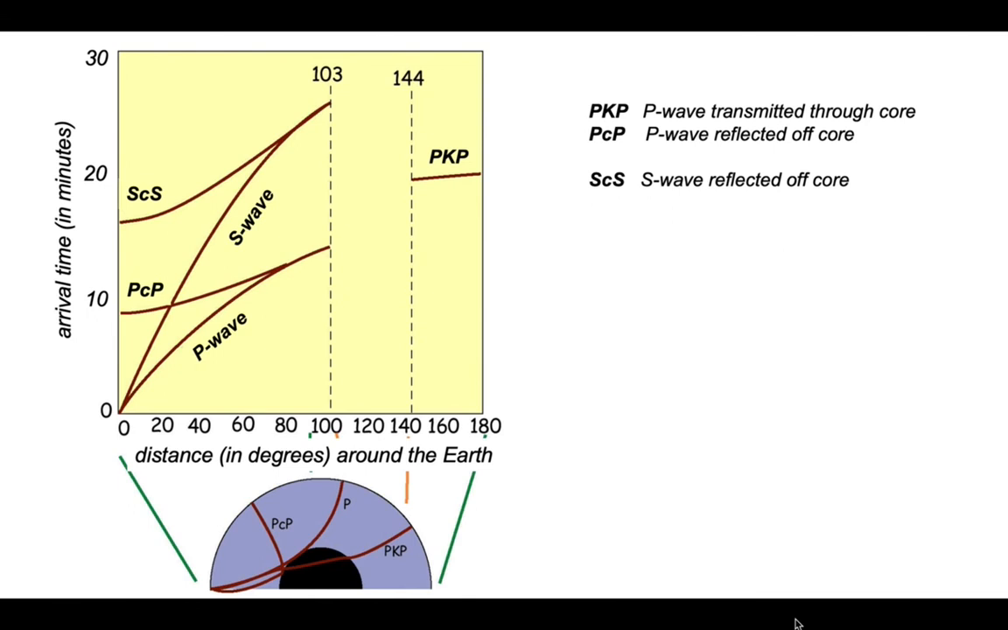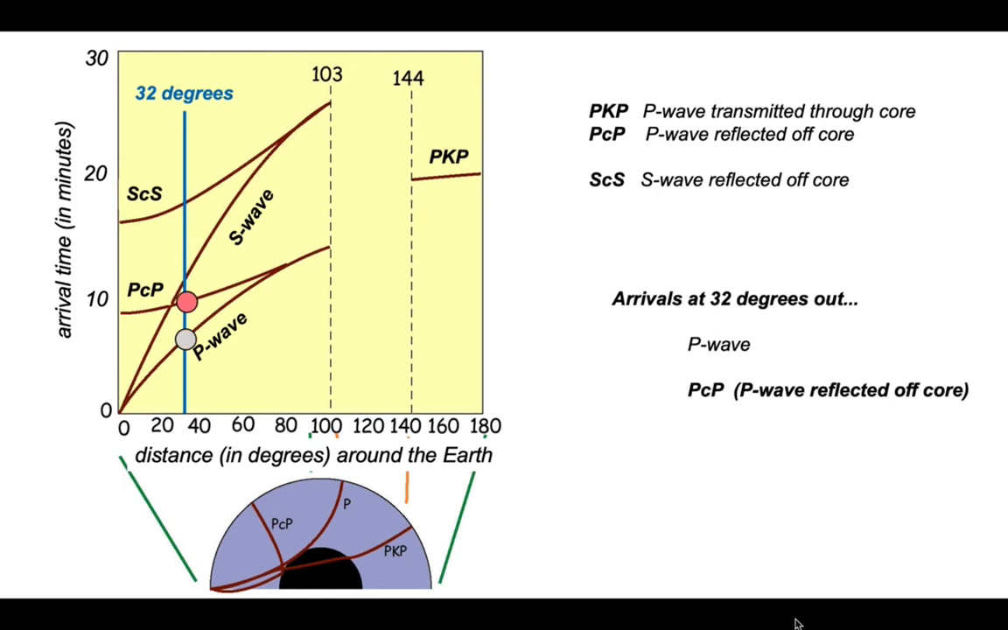Let's just reinforce this story by looking at an arbitrary station 32 degrees out from the earthquakes. The first one to arrive is the P wave, at about 6 minutes. The next one to come in is the PCP, P wave reflected off the core at about 9.5 minutes. A little bit later, we have the shear wave coming in. That's the first shear wave arrival, at about 11 minutes. And then finally, with respect to these particular waves, the SCS, the shear wave reflected off the core, comes in at about 18 minutes. So that's how this diagram works.